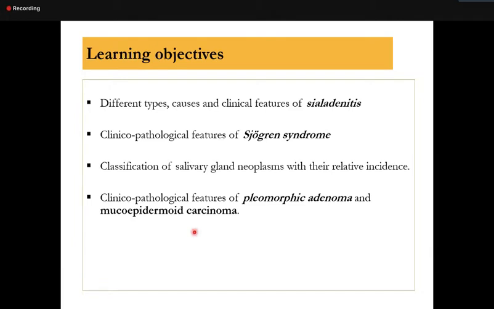Now, in this lecture, I will describe different types, causes, and clinical features of sialadenitis, acute and chronic, clinicopathological features of Sjogren syndrome, and classification of salivary gland neoplasms with their relative incidence. I will not go into detail of many, but I will describe two: pleomorphic adenoma and mucoepidermoid carcinoma. These are the two common salivary gland neoplasms. One is benign and the other is malignant.